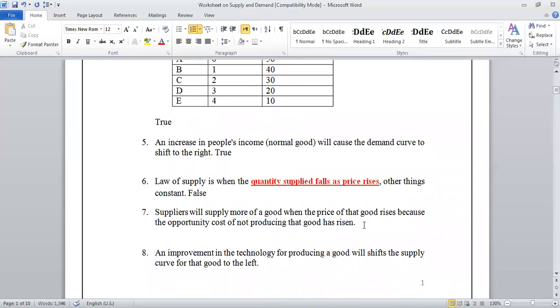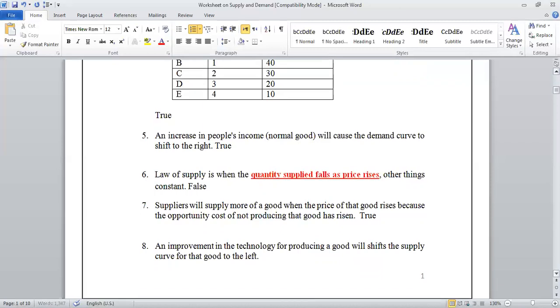Okay. Number seven. Suppliers will supply more of a good when the price of that good rises, because the opportunity cost of not producing that good has also increased. This is actually a true statement.